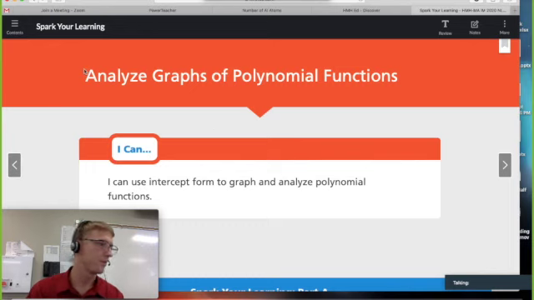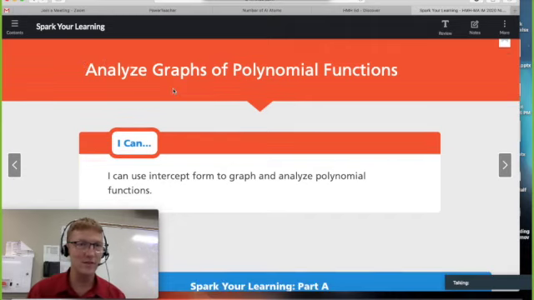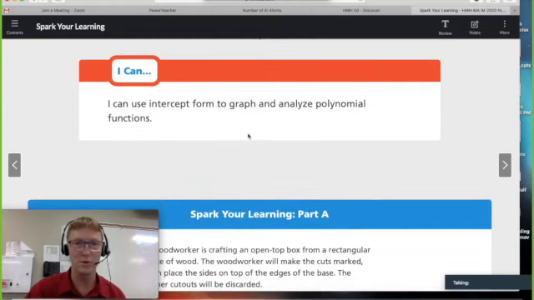So again, section 3.2, Analyze Graphs of Polynomial Functions. In the last lesson we talked about higher degree polynomials and some of their characteristics. Now we're going to learn more about how to analyze some of those things.